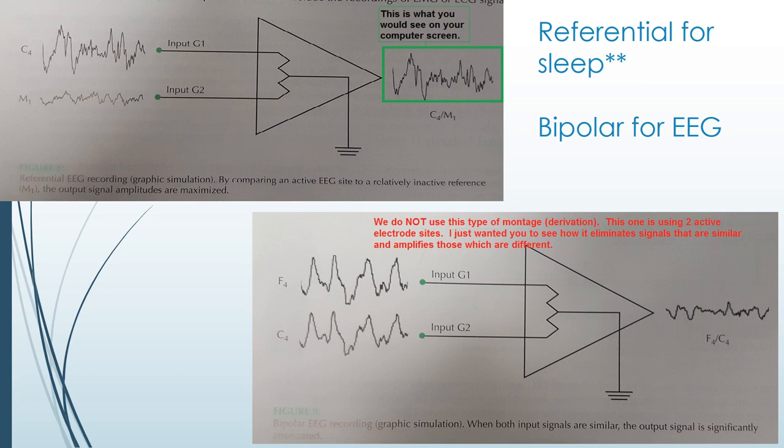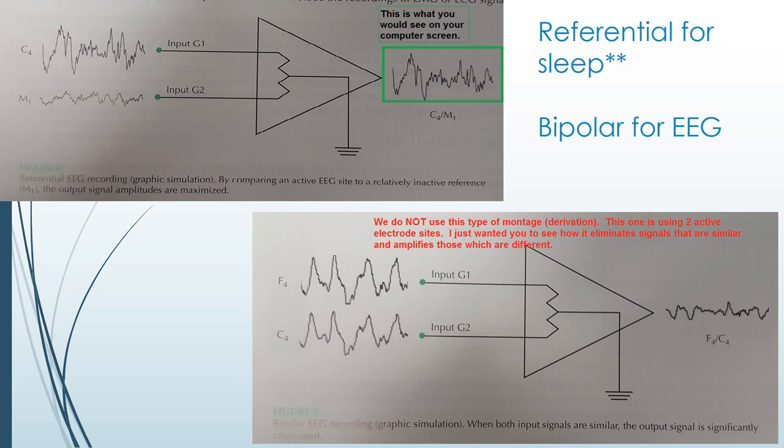And when you compare that to C4, those two are very close to each other. They're going to have very similar electrical activity. So when you compare them to each other, look at your result. See how you lost the important information because it canceled out everything that's the same. So we always want to take the lobe or the area of the brain that we're trying to learn about, and we want to compare it to a reference.